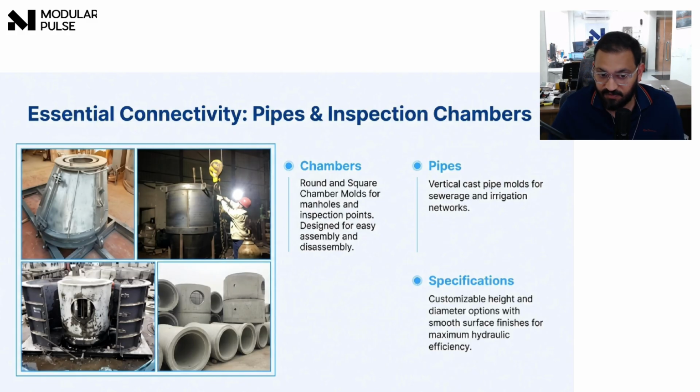Most pipes are cast vertically because this gives better circular accuracy and a smooth internal surface. Inspection chambers are produced as modular units, which can be assembled easily at site. This modular approach ensures faster installation, better alignment, and long-term durability. Precast pipes and chambers are widely used in the sewer system, stormwater networks, and industrial drainage. Factory casting ensures every unit meets hydraulic and structural performance requirements.